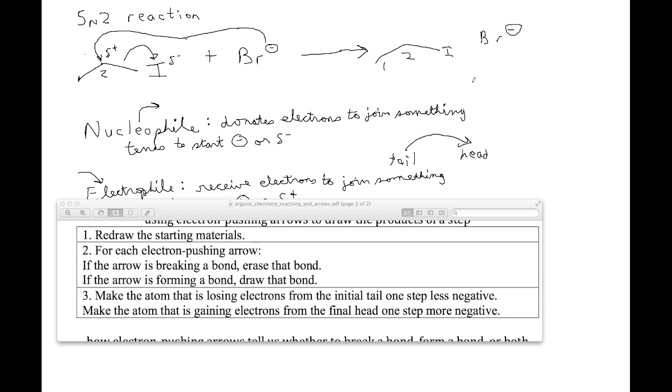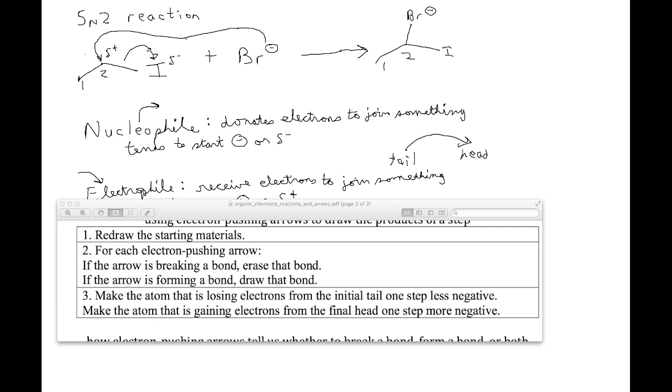We're going to form a bond between which two atoms, according to this arrow? Bromine and carbon. Good. Which carbon? The second one. That's right. So we always have to be as precise as possible. So I'm going to draw a new bond between the bromine and the carbon. Then we go to the next electron pushing arrow.